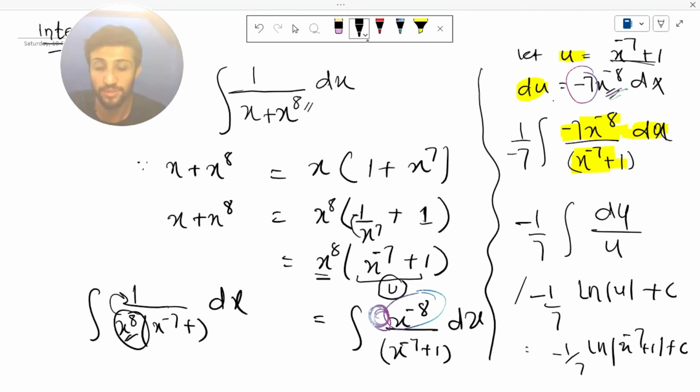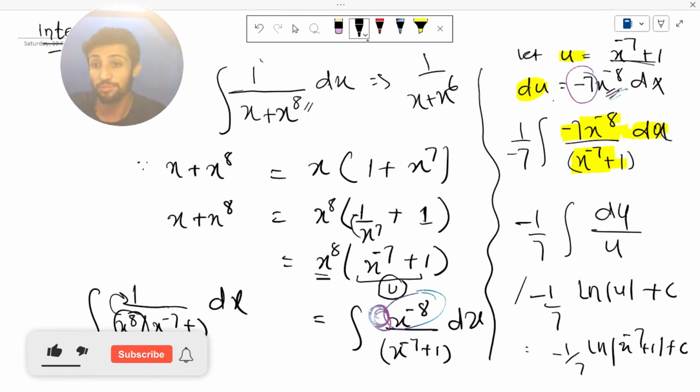So this is how you solve this integral by a much easier method, rather than solving it by partial fractions. Even if you get a different integral, for example 1 divided by x plus x^6, you just need to take x^6 as common and follow the process I've just mentioned. You will get the result, which will save a lot of your time and solve the integral within the time frame.